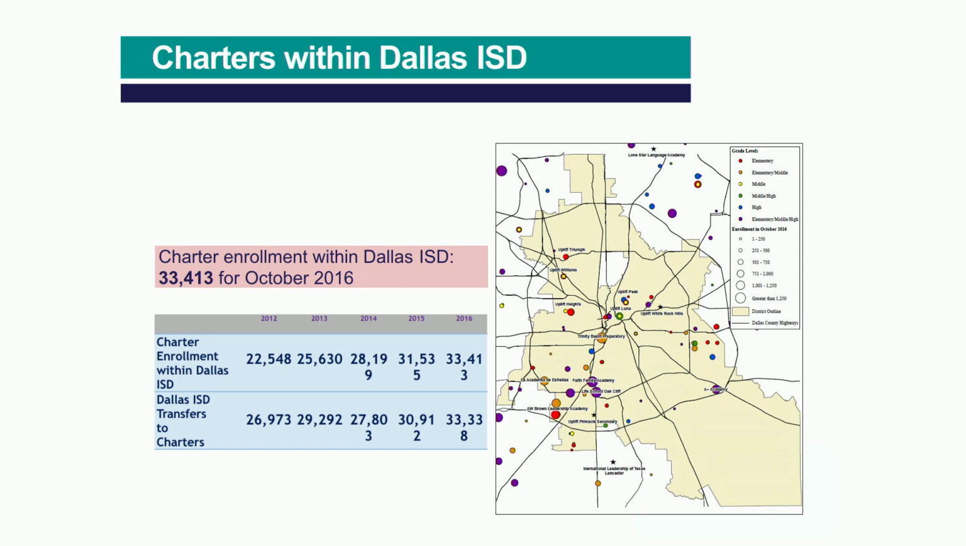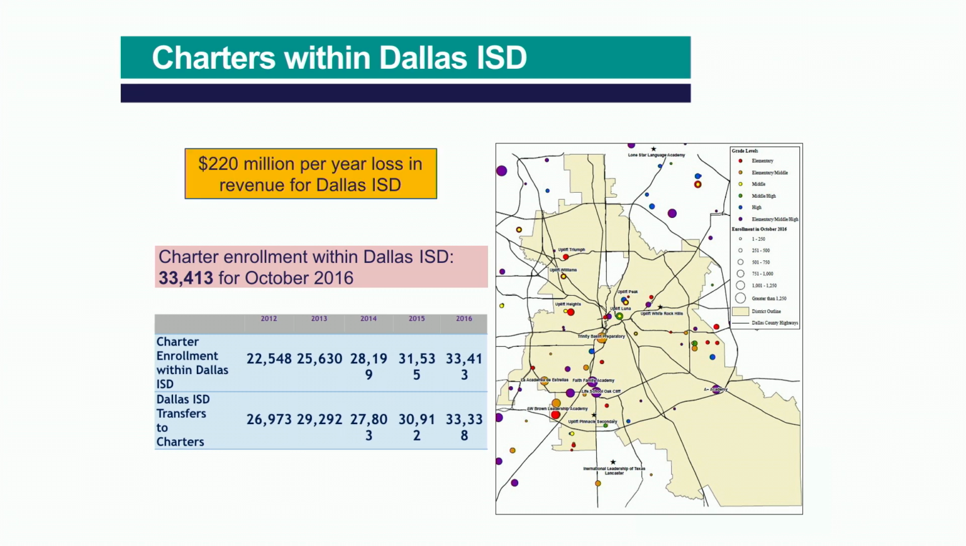And then finally, charter schools have really exploded in DISD and within our boundaries. And so now we have 33,000 students going to charter schools instead of DISD. And that's making a difference for us in terms of lost revenue of $220 million.